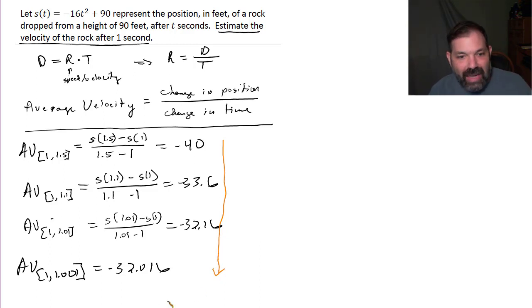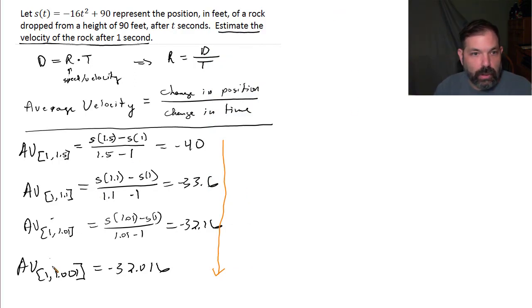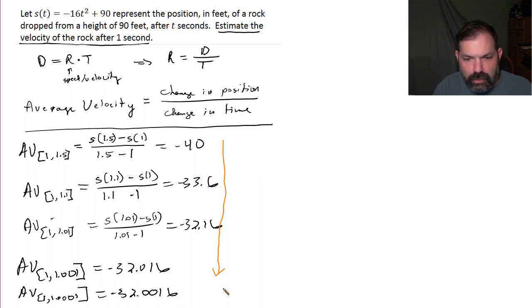All right, well, maybe that's not enough evidence. Let's find another one. Let's do one more. Let's hit second enter again. Let's insert 0. Let's make it 1.0001 in both the numerator and denominator. Negative 32.0016. All right, so the average velocity over the interval 1 to 1.0001 is negative 32.0016, right? I think.